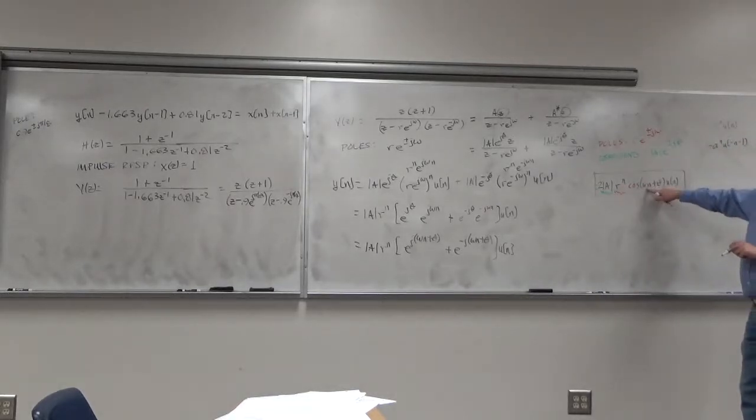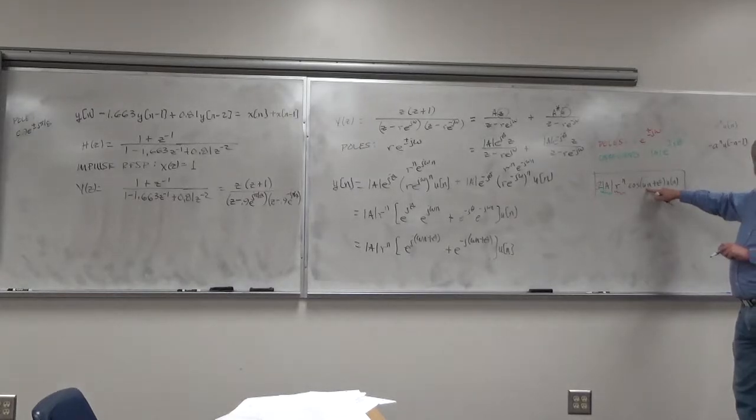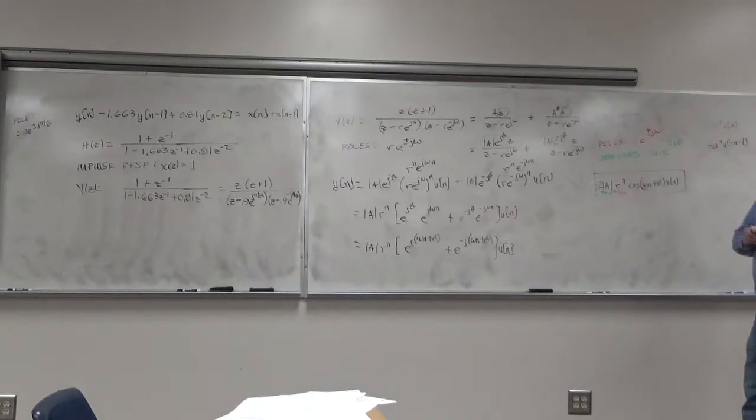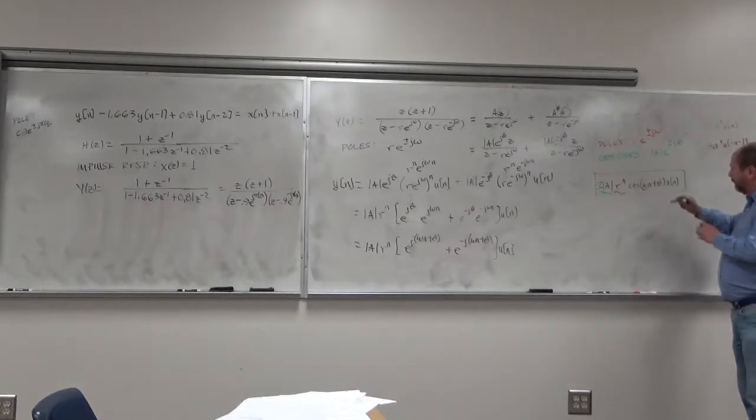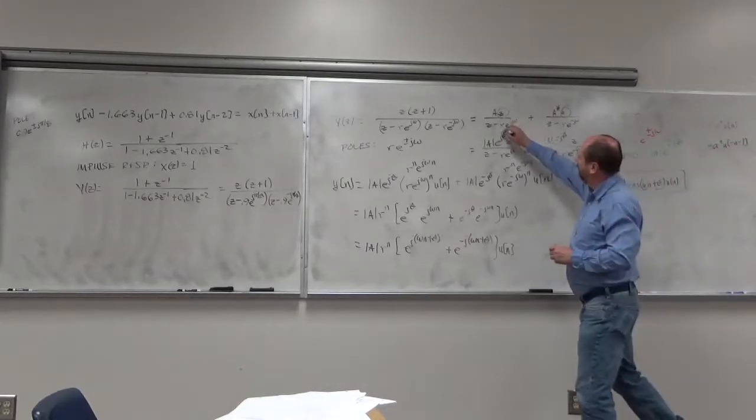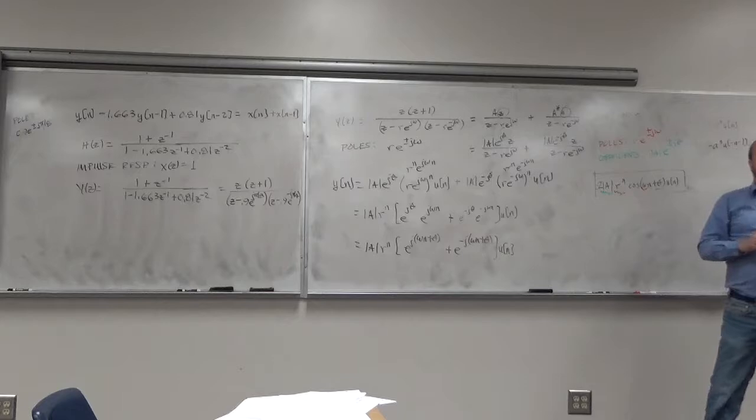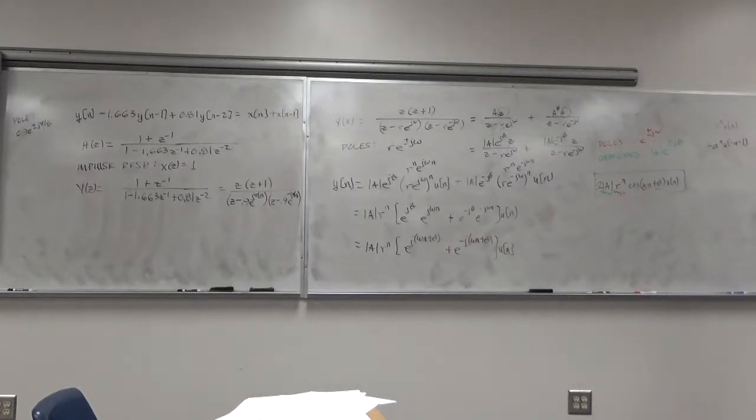Cosine. You've got a frequency. How fast it oscillates. Where does it come from? Poles. And there is an initial phase shift there in that sinusoid. Where does that come from? Coefficient. That comes from a coefficient. That comes from right there. And now you say, does that really help me? The answer is yes, it does.